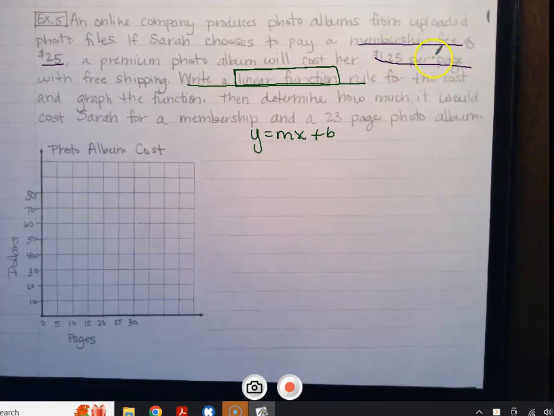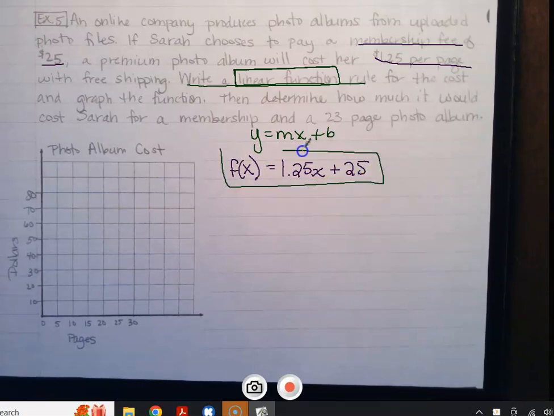So that's $1.25 x plus what's the one-time fee? 25. And so we use linear function notation, if you will. That is it. That's your equation. Wow, that's really easy. That is really easy. Okay, so that's your linear function that we just wrote, our linear function rule. Then we're supposed to graph it.